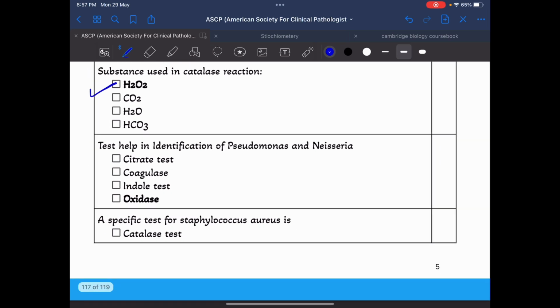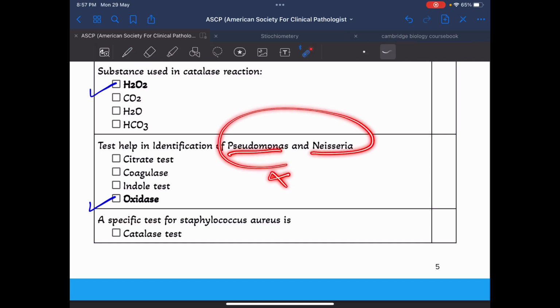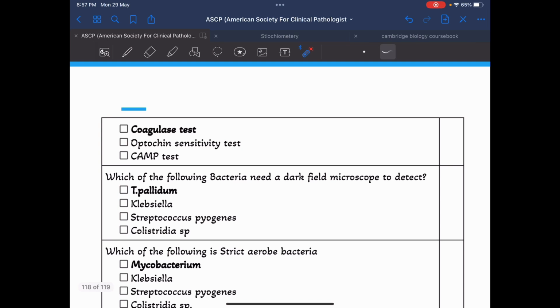To help in identification of Pseudomonas and Neisseria, this test is citrate test, coagulase test, indole test, oxidase test. The correct answer is oxidase test. Pseudomonas and Neisseria are known to be oxidase positive. A specific test used for Staphylococcus is catalase test, coagulase test, optochin sensitivity test, CAMP test. The correct answer is coagulase test.